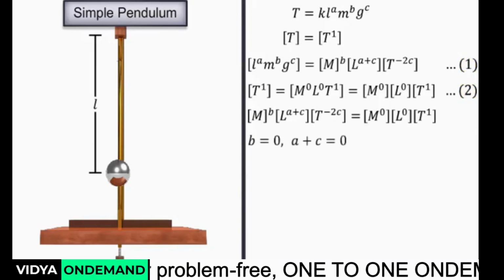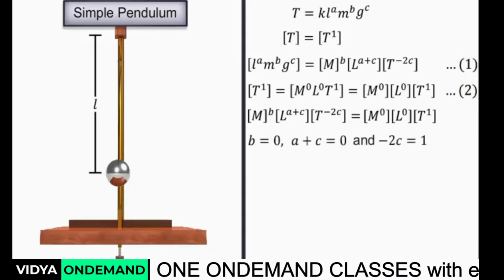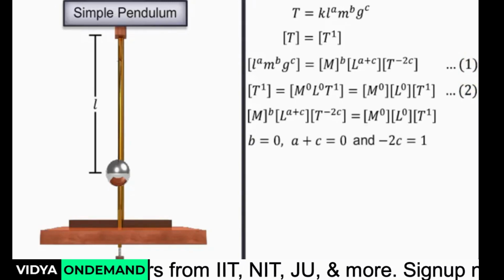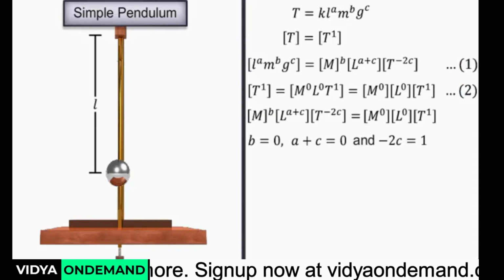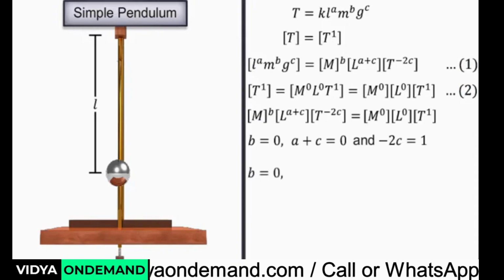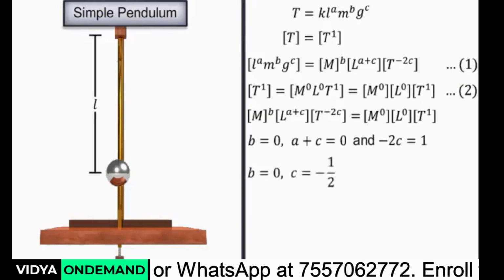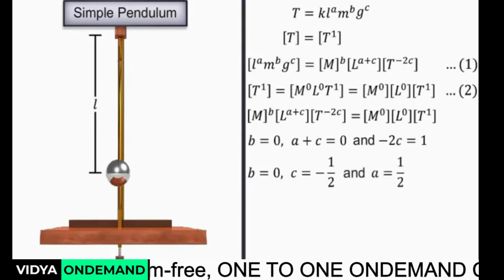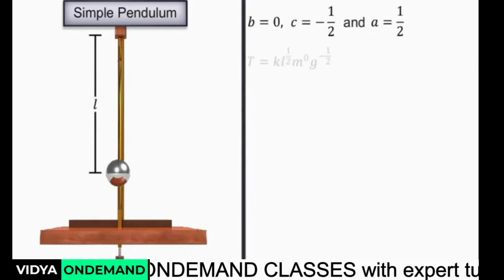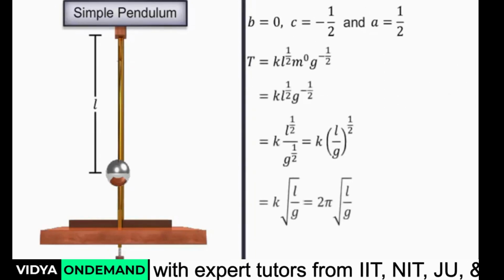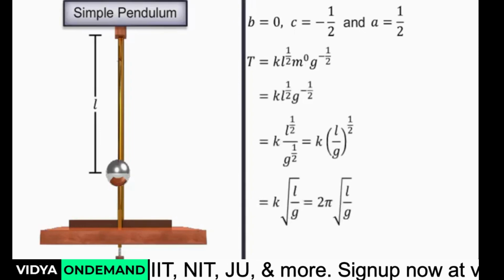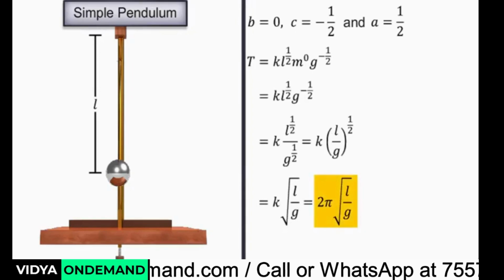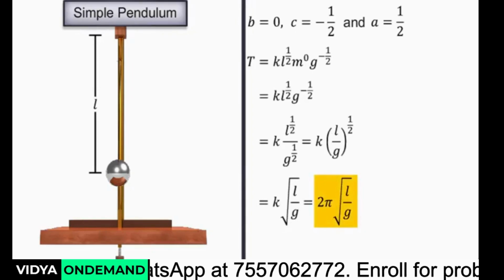On simplification, we get the values of B equal to 0, C equal to minus half and A equal to plus half. Thus, the expression for the time period of the simple pendulum becomes 2 pi into the square root of L by G as shown. The value of k, which is equal to 2 pi, cannot be found by using dimensional analysis.